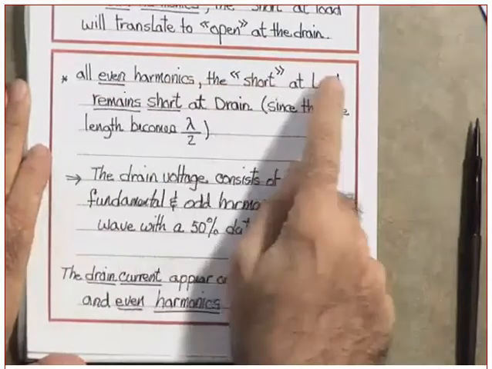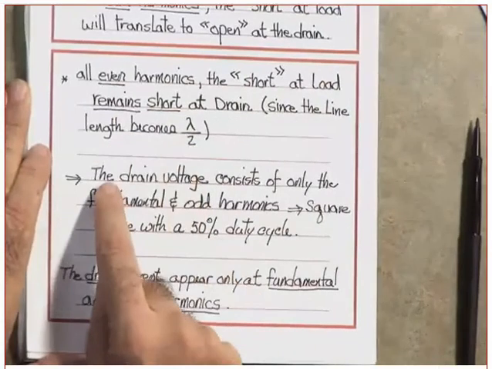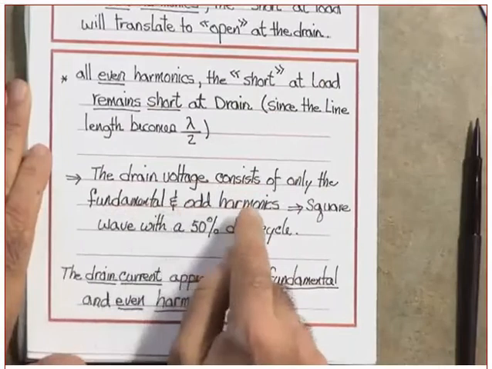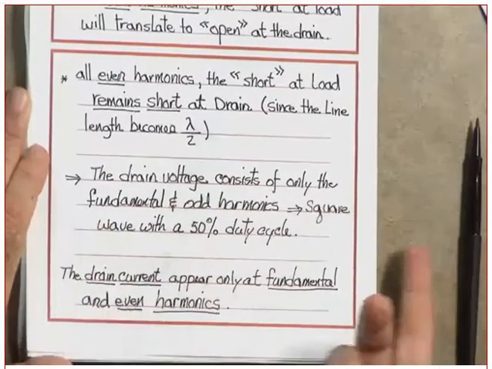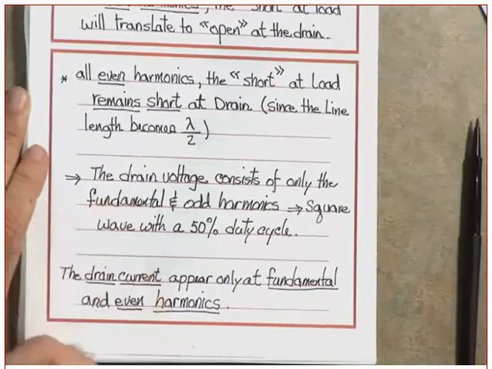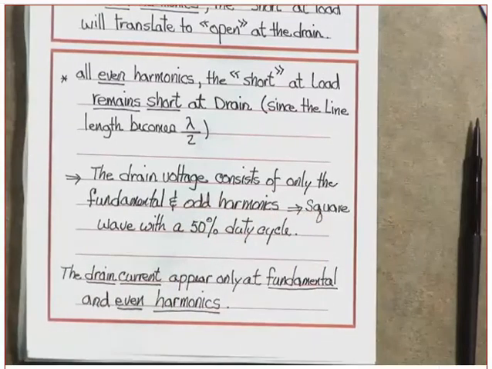All even harmonics, the short at the load remains short at the drain since the line becomes lambda over 2. So the drain voltage consists of only the fundamental and the odd harmonics. What does it look like? It looks like a square wave with a 50% duty cycle. By the way, the voltage remains square wave, which means what kind of a switch is it? It's a voltage switch. Did you get this or not? It's a voltage switch because the voltage remains square.